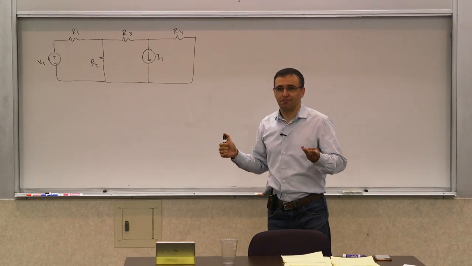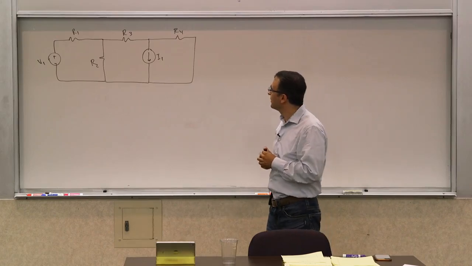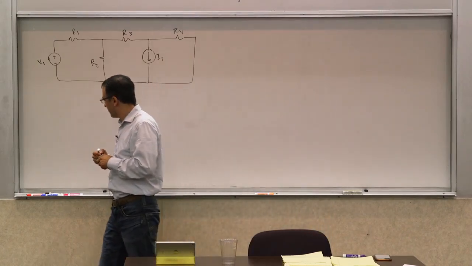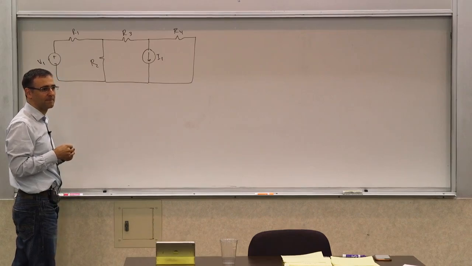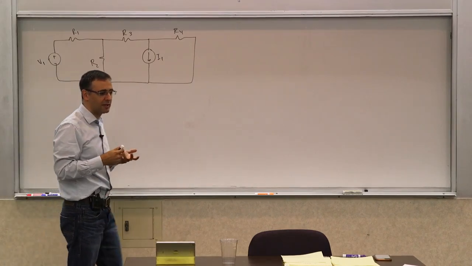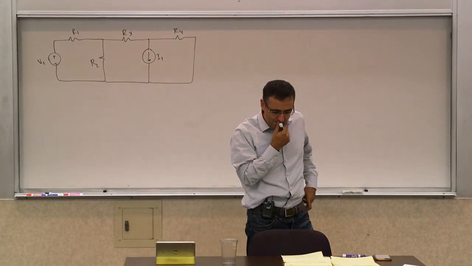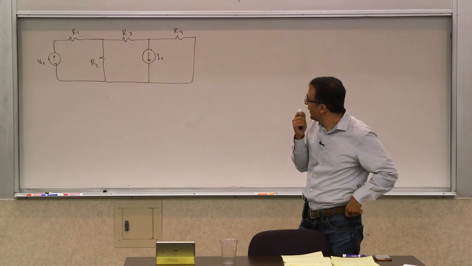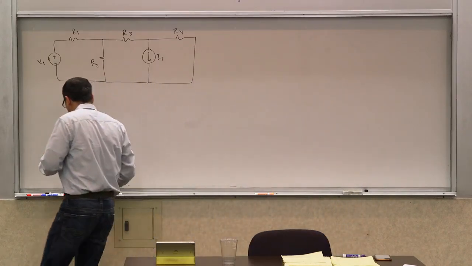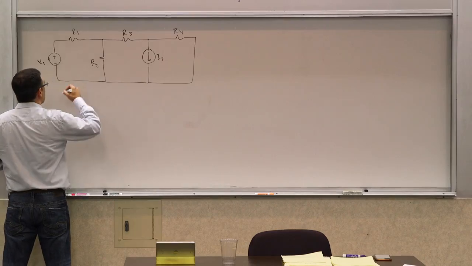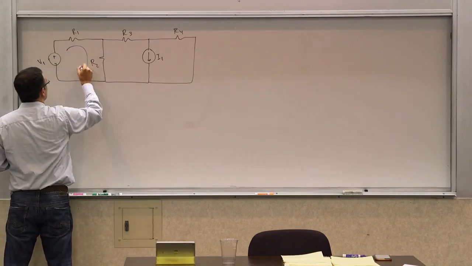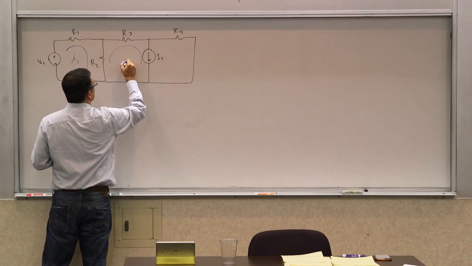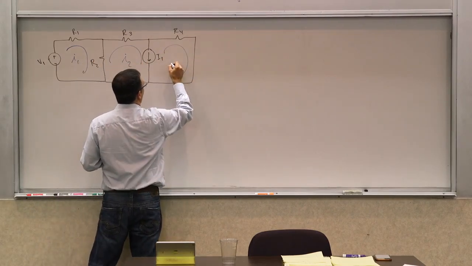How many meshes? 3 meshes, clearly. So, what are the equations for these meshes? If I were to write mesh equations, can I do that? Well, let's show the meshes and assign currents to them, as we usually do. So this is I1, this is I2, and this is I3.